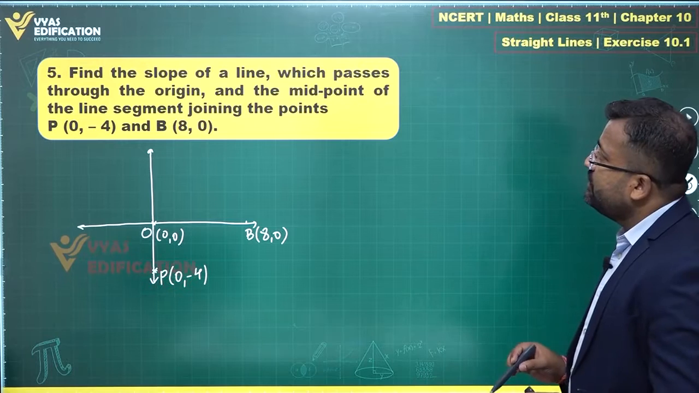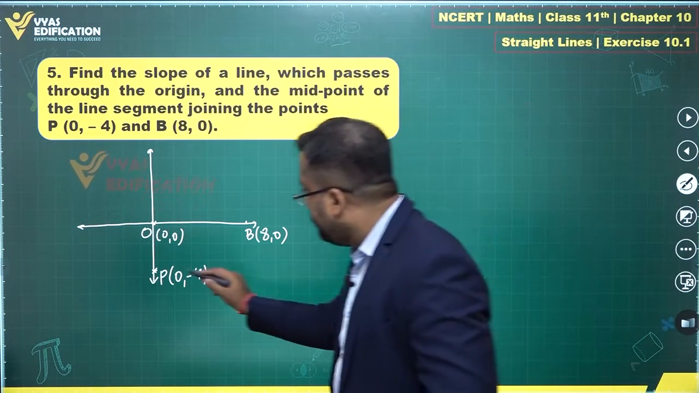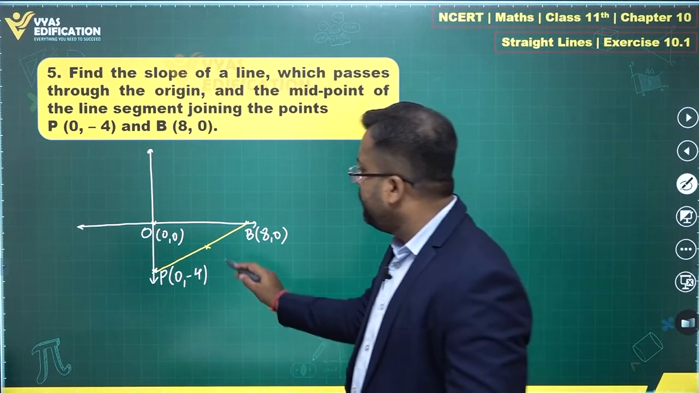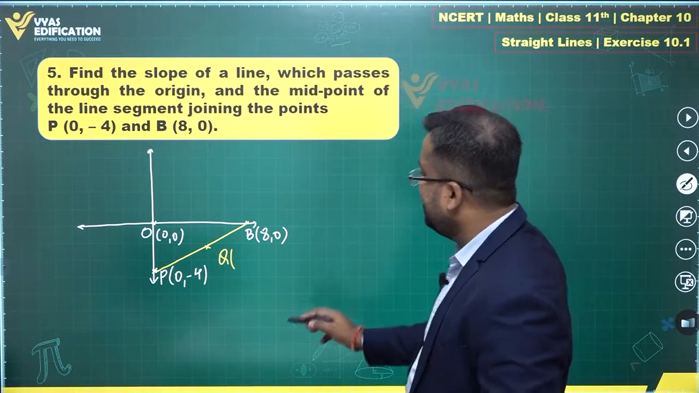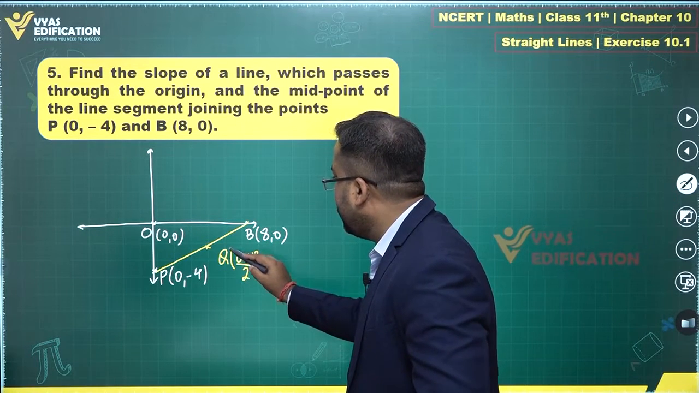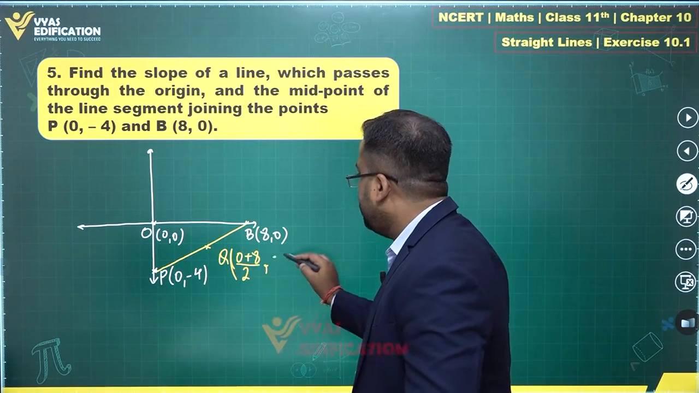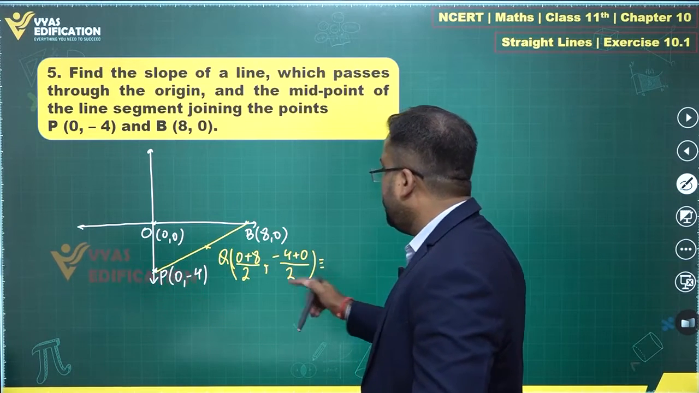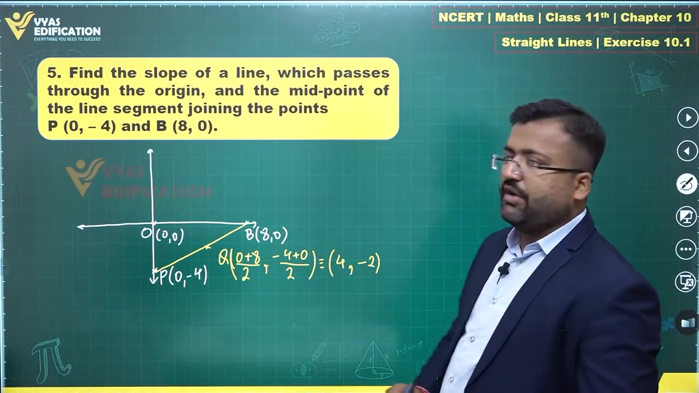Slope of a line which passes through the origin and midpoint of the line segment. The midpoint is important, right? Midpoint of this line segment over here will be somewhere here. Let's call that midpoint Q. And the coordinates of Q can be found very easily. Midpoint is x1 plus x2 by 2, y1 plus y2 by 2, so 0 plus 8 by 2, and minus 4 plus 0 by 2. And what does that give me? This is 8 by 2, which is 4, and minus 4 by 2, which is minus 2. This is the midpoint, right?